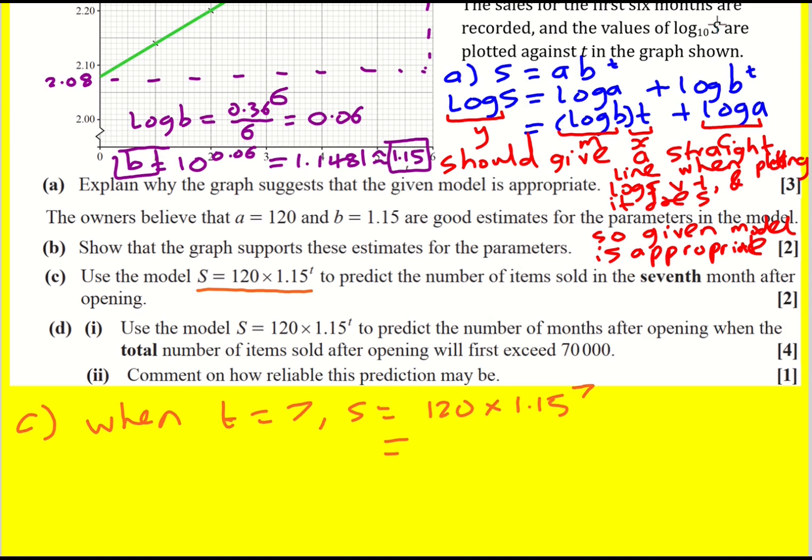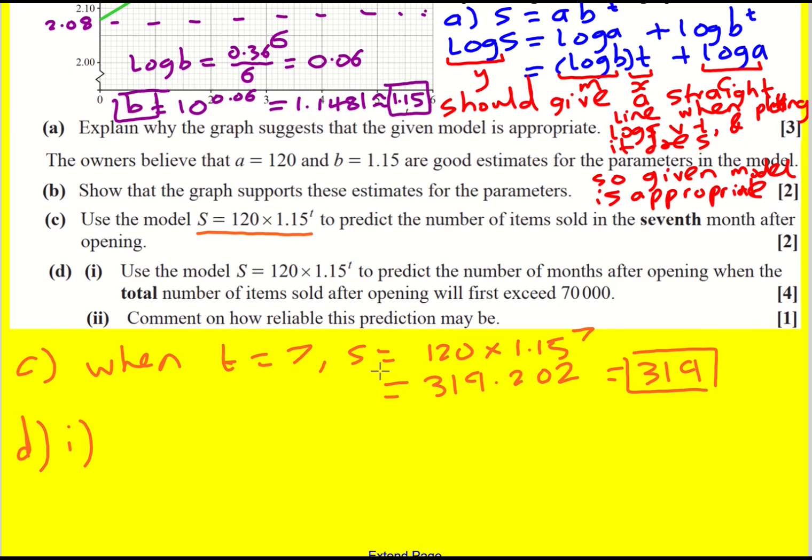So 319.202. Just round that to the nearest whole number, 319. Now use the model to predict the number of months after opening when the total number of items sold after opening will first exceed 70,000. So this means we've got to add some of them up.